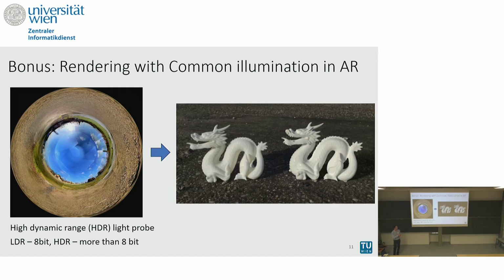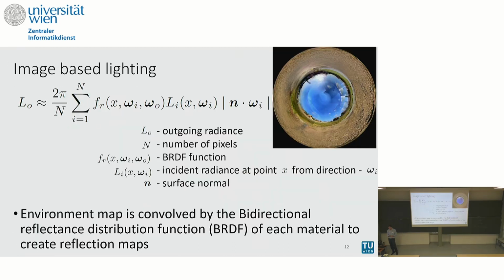And then in the same place, we can render these kinds of objects. Here, this is the physical dragon, which is 3D printed, and this is the virtual dragon, which is rendered. They should have consistent shadows. Maybe it's not that visible here, but also consistent reflections, and they should look like they belong to the same world because they have the same light. So how can we do this?